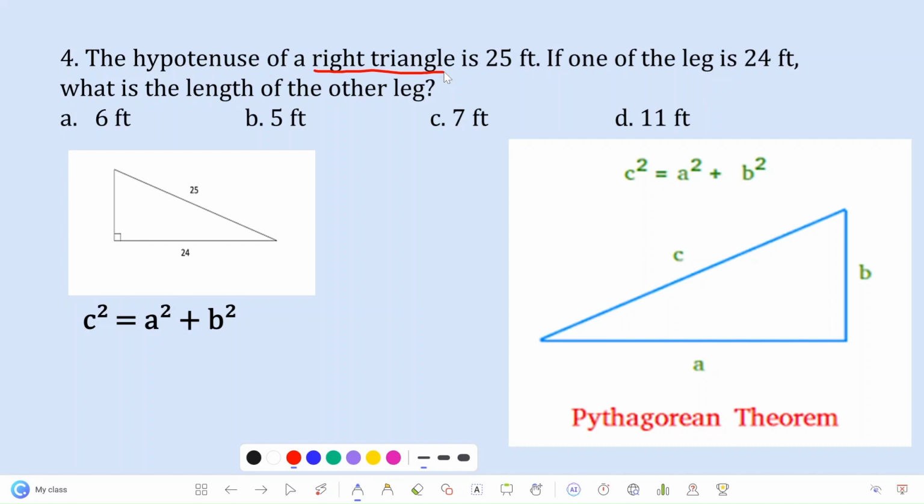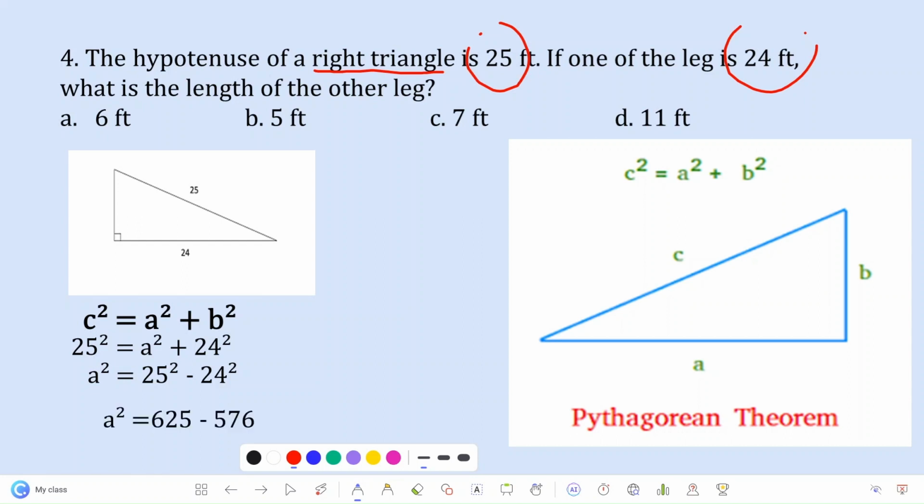Okay? So, kung i-substitute na natin, ang hypotenuse natin is 25, so that would be 25 squared equals ang isang leg na 24, that's 24 squared, plus a squared. Dahil hindi natin alam ang isang side, we will write it as a squared. So, i-rearrange natin. That would be a squared. Pag inilipat mo ang 24 sa kabila, that's 25 squared minus 24 squared. And 25 squared is 625 minus 576. So, what we would be left with is a squared is equal to 49. We just take the square root of both sides, then a is equal to 7. Dahil 7 times 7 is 49.